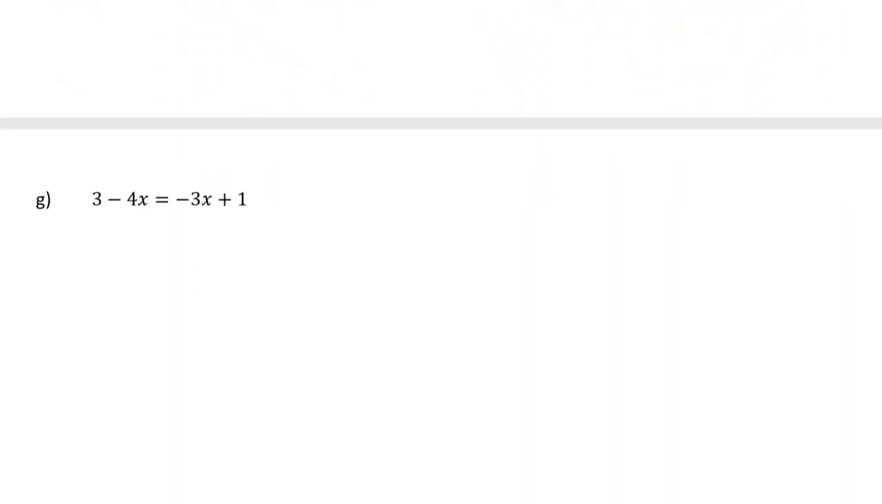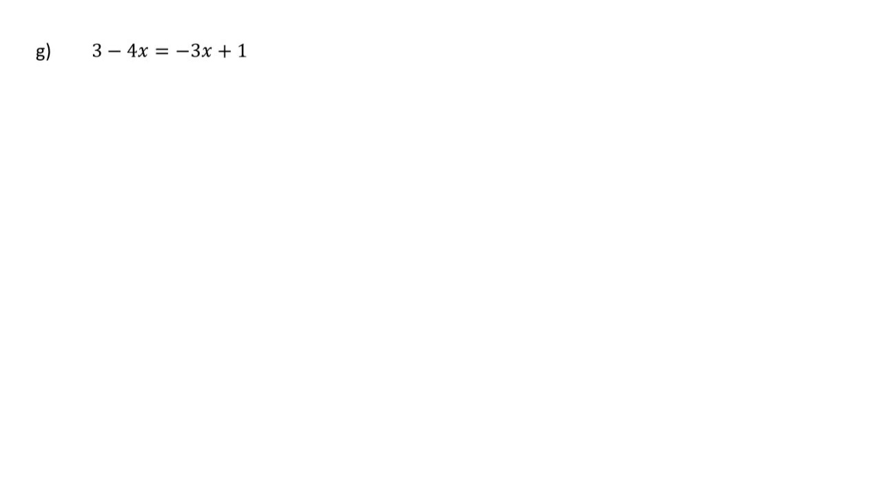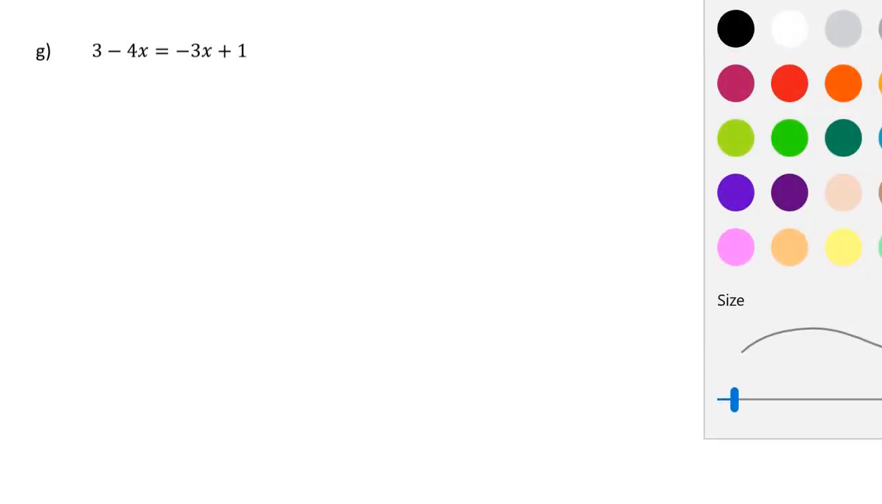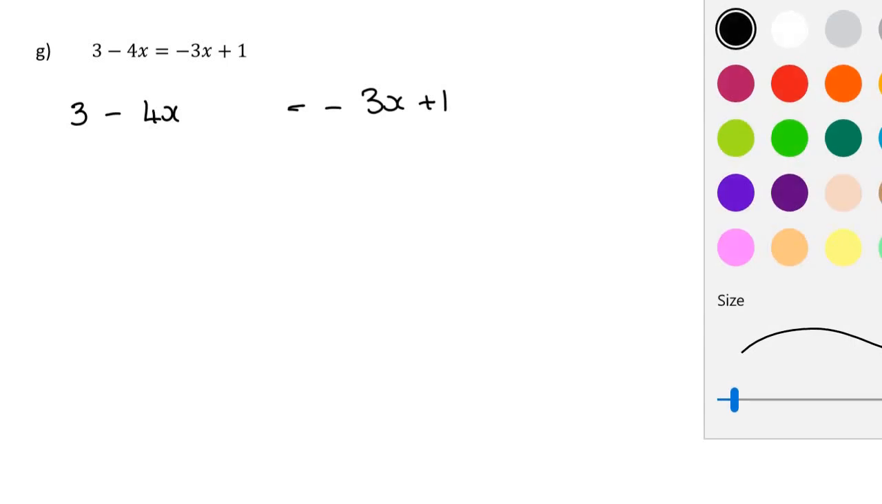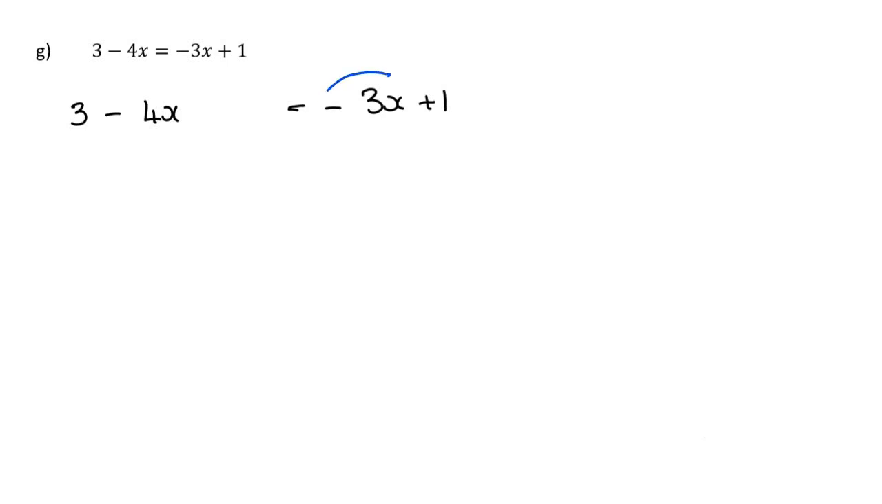Right, on to the next one. Oh, this is also Beyonce. Who knew? So let's have a look. I have 3 take away 4x equals minus 3x plus 1. Which x's are in the incorrect place?